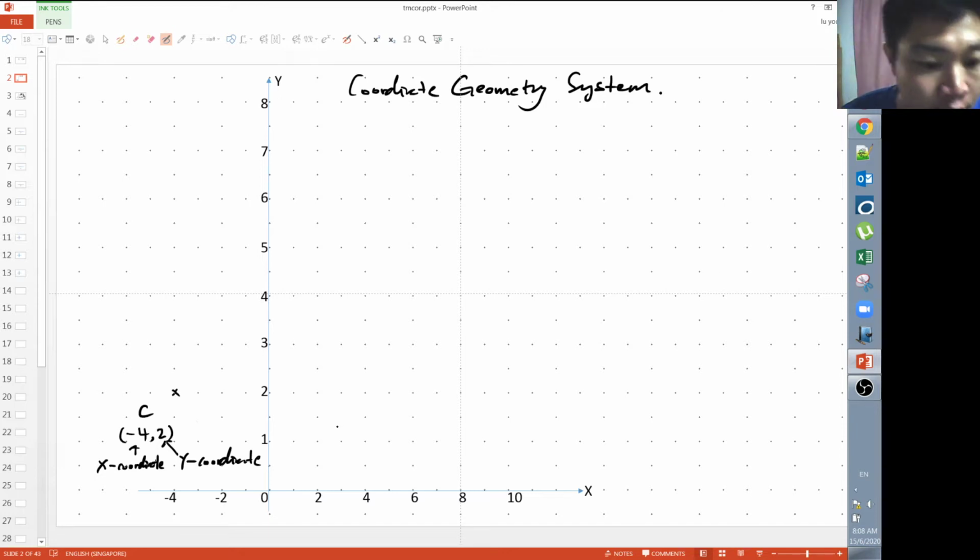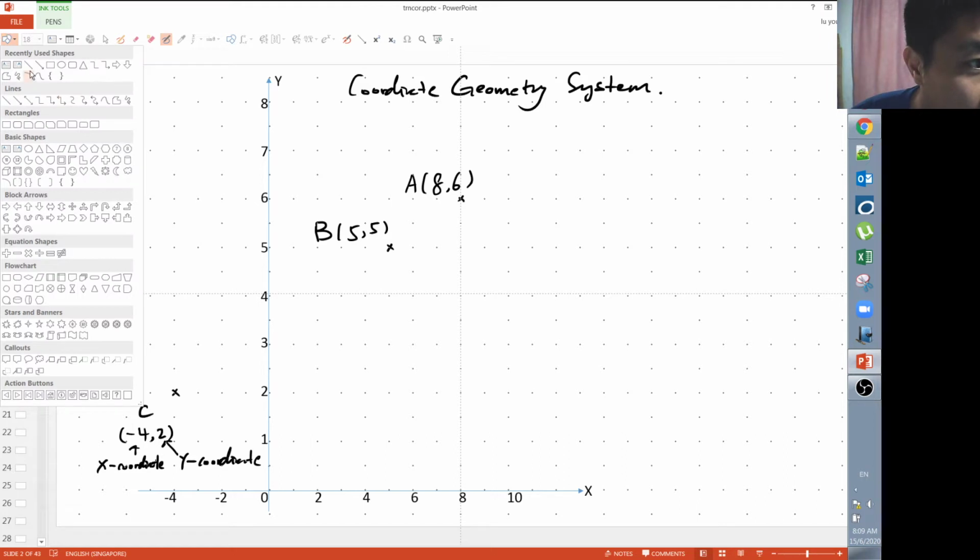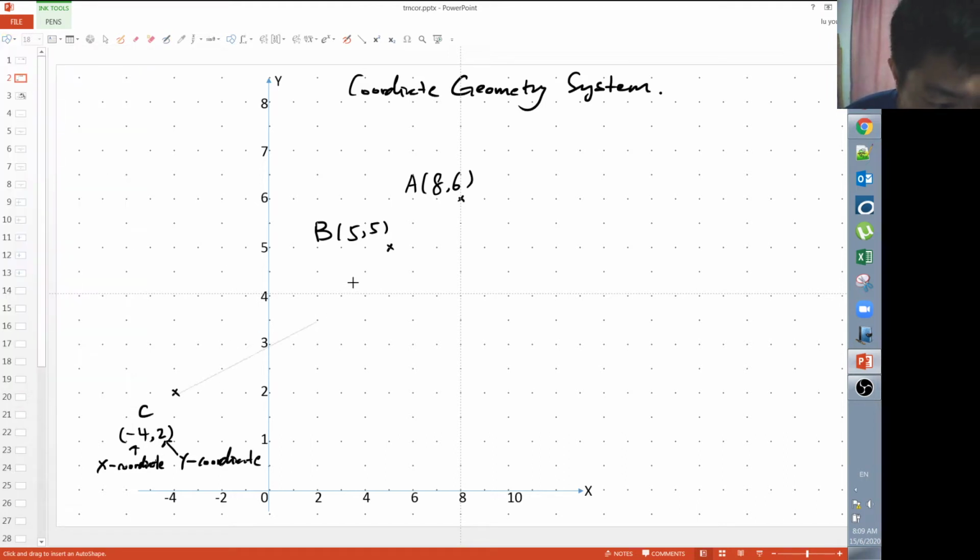All right, so let me continue to plot another point. My 5 and 5. So 5 and 5 is here. Okay, so this is your 5 and 5. So let me call this point B. And last, 8 and 6. 8 and 6 is here. So let me call this point A. Okay, so you have these 3 points plotted out, and let me just use a straight line to link them up.